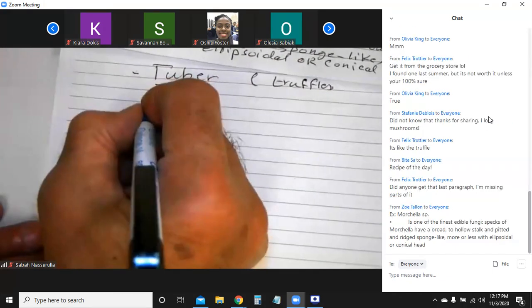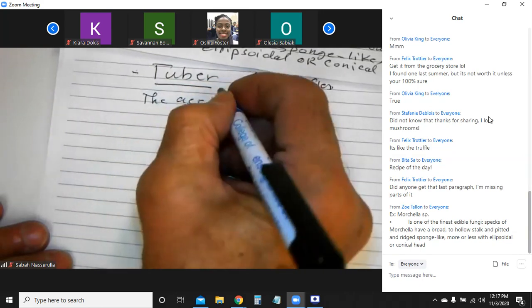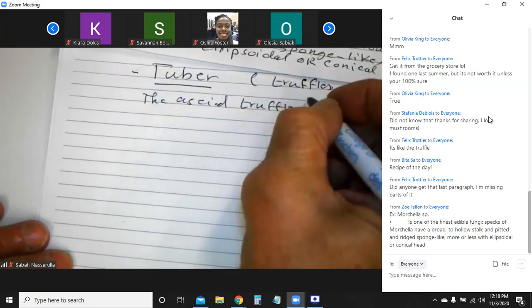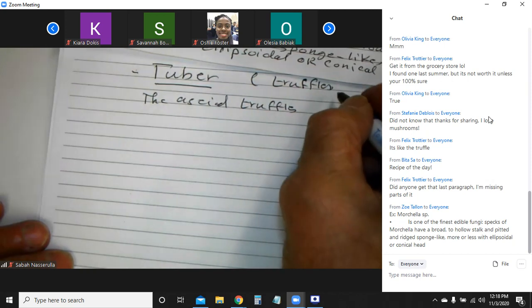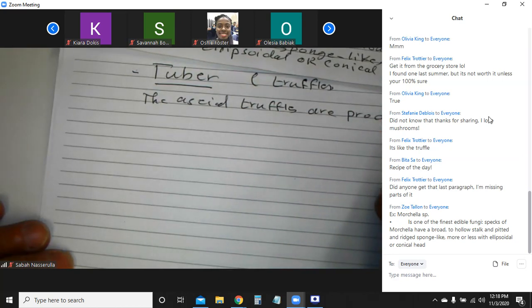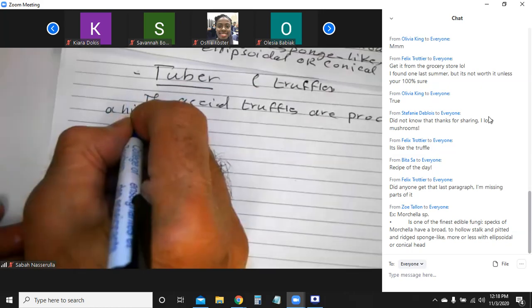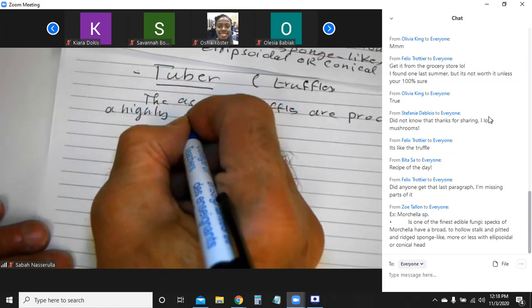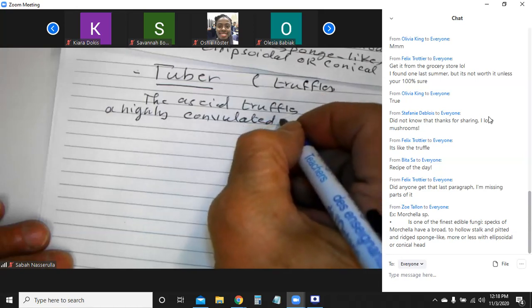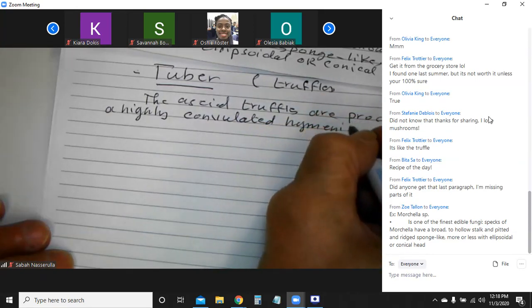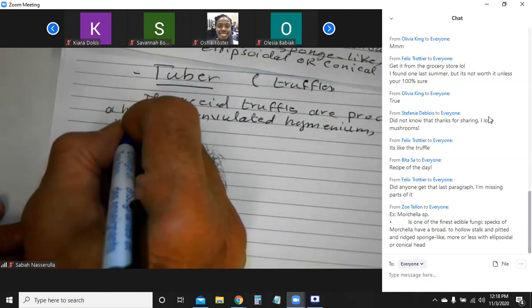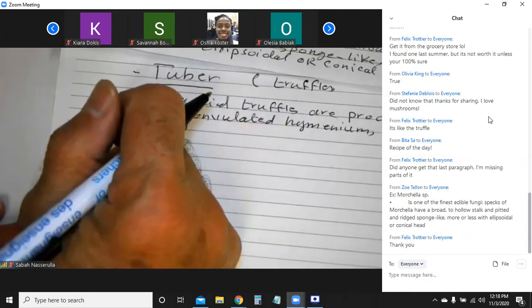The asci of the truffles are produced in a highly convoluted hymenium, are rounded, and thin-walled.